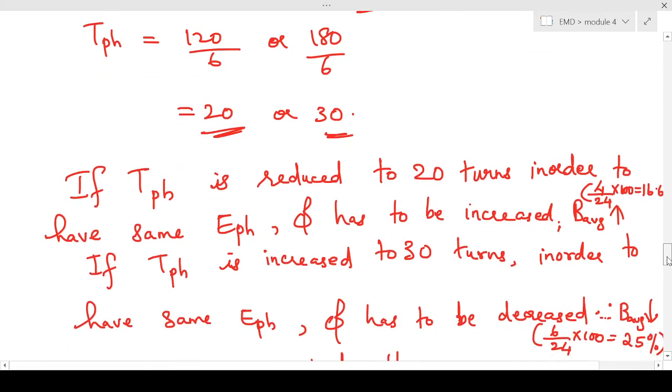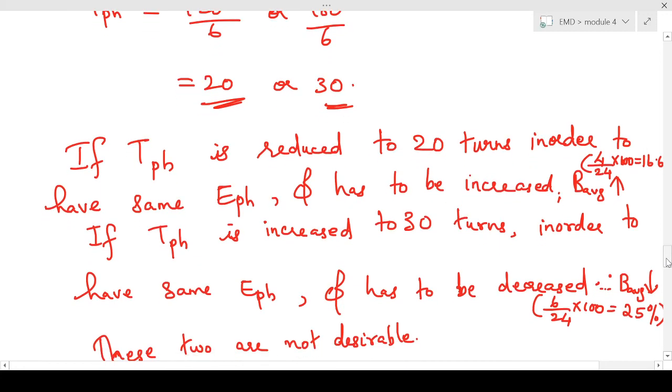And if T phase is increased to 30 turns, then in order to have the same E phase, the flux has to be decreased proportionately, and so B average also has to be decreased, and we will get that value as approximately 25%. So there is an excessive increase or decrease in the value of gap density in both the cases. So these values are not desirable.